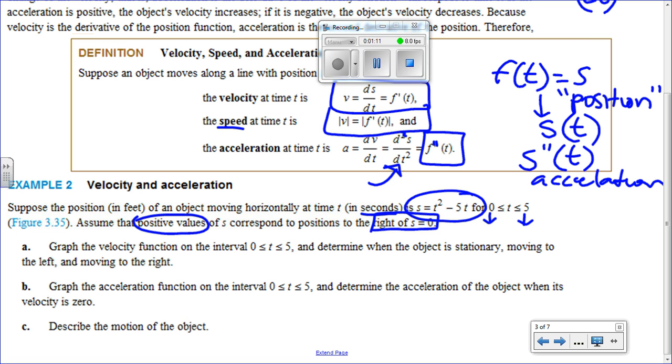Okay, so graph the velocity function on the interval. So are they giving us the equation for velocity? Where are they giving us the equation for position. Okay, but you guys can find velocity pretty easily, right? Because you know it's the derivative of position. So that is 2t. Well, what is the derivative of, oh yes, minus 5. Sorry. So that would be velocity, and that's it.